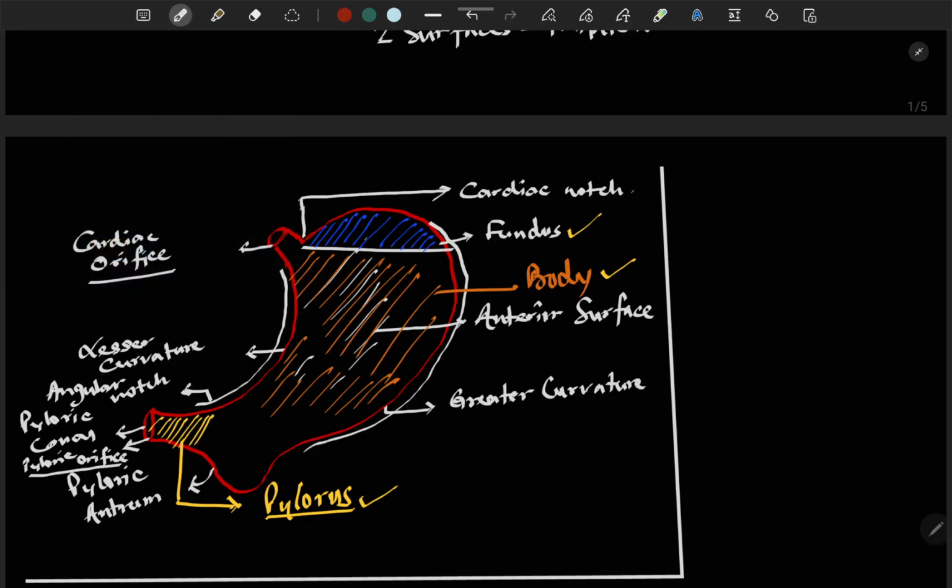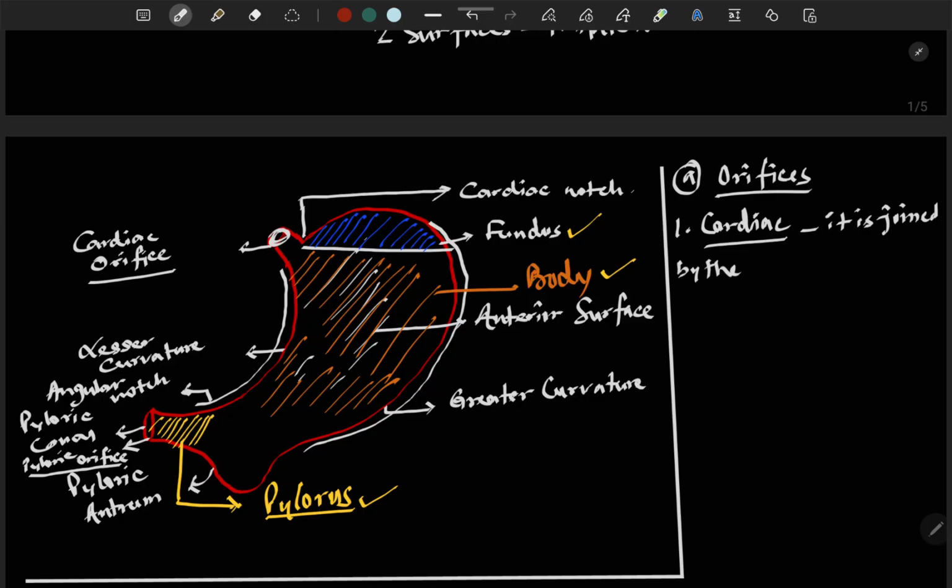Two orifices. Here are the orifices. Number one is the cardiac orifice. This is the cardiac orifice. What is the cardiac orifice? It is joined by the lower end of the esophagus.